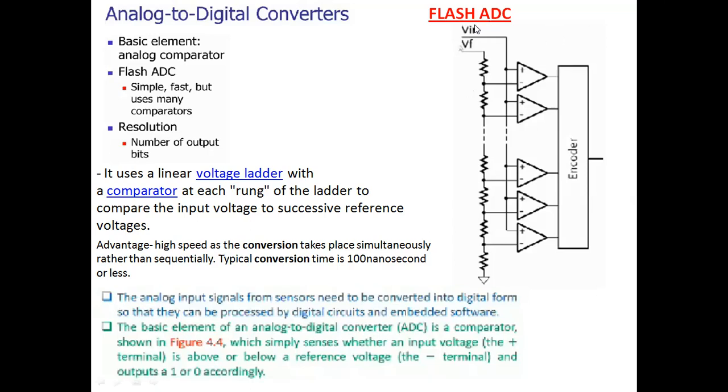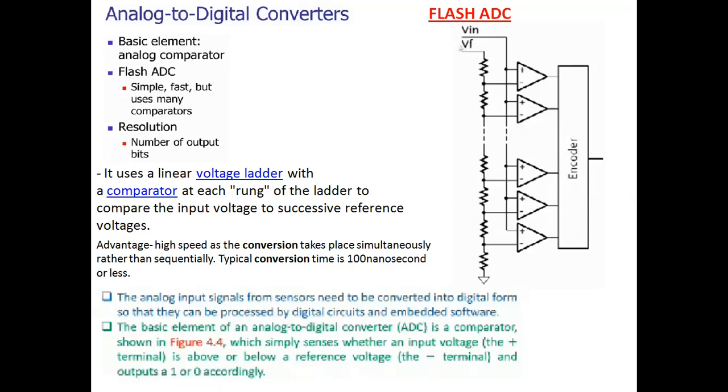So we have the input voltage Vin. This Vin is the analog input signal or voltage that needs to be converted to digital form. And we have one more voltage called VF, which is the reference voltage. So basically you have two voltages: one is Vin, the analog input signal voltage, and the second one is the reference voltage. Vin is the analog input signal that needs to be converted into digital form, and VF is the reference voltage.